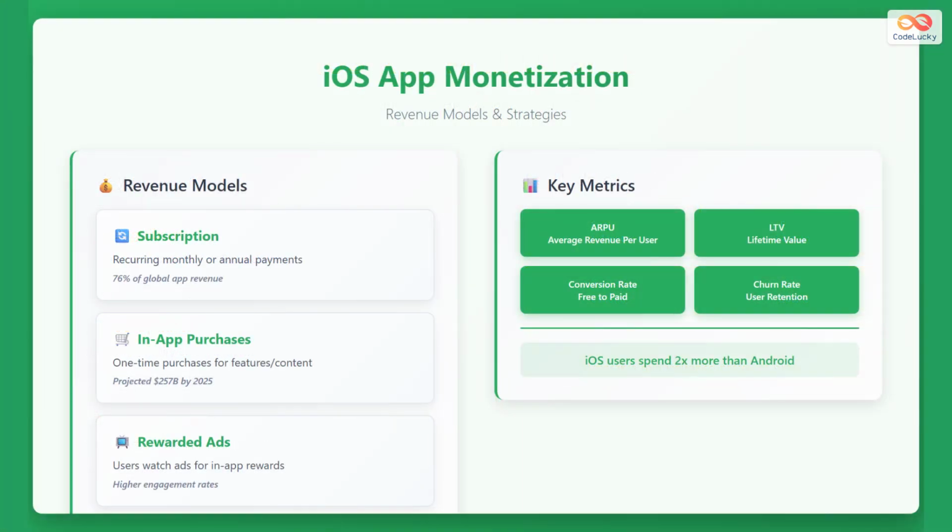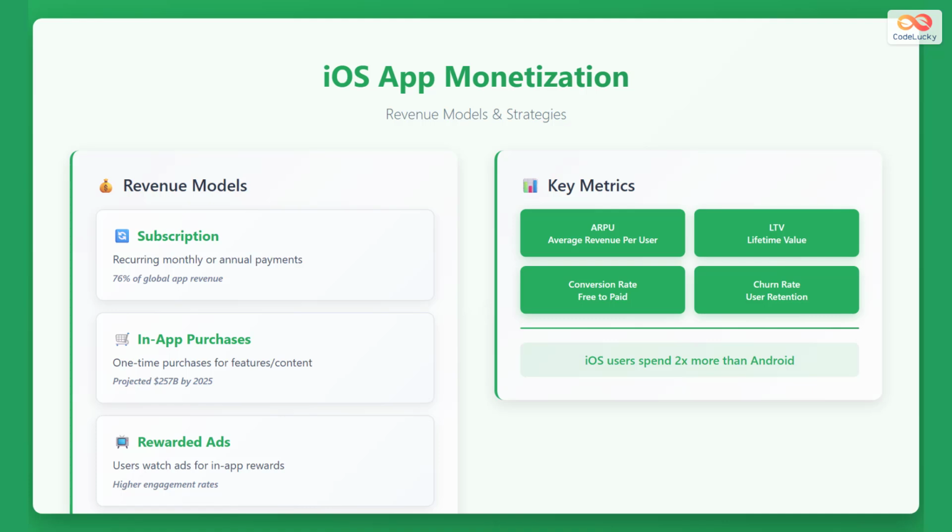Monetization strategies determine how your app generates revenue. Subscription models provide recurring monthly or annual payments and currently account for 76% of global app revenue. In-app purchases offer one-time purchases for additional features or content, with the market projected to reach $257 billion by 2025. Rewarded ads allow users to watch advertisements in exchange for in-app rewards, typically resulting in higher engagement rates.